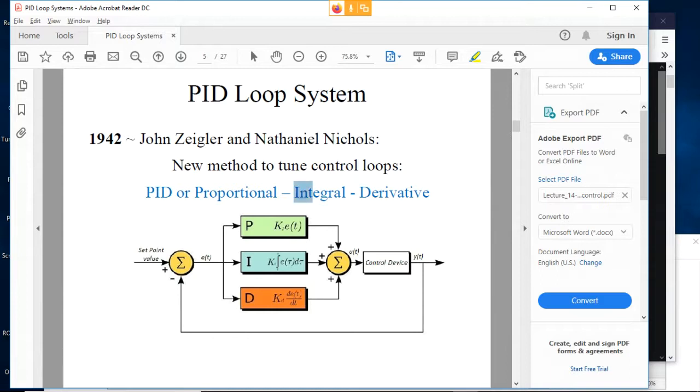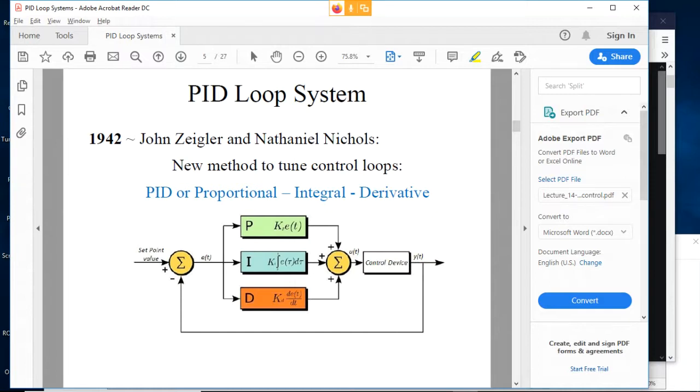But the idea is, if we can push it hard enough, we can keep adding these errors up, and add them up and add them up until the error goes to zero. Then when the error is zero, it just stays steady. It doesn't move anymore. All right, so that's the idea for the integral.